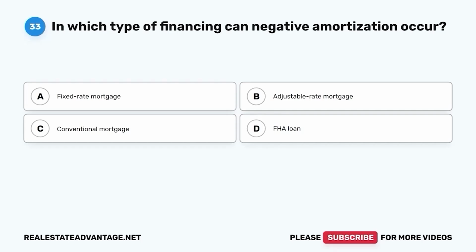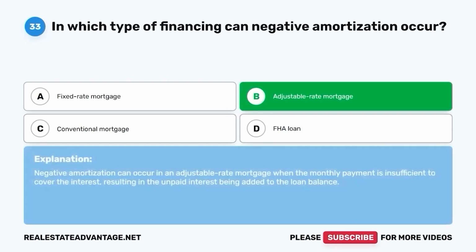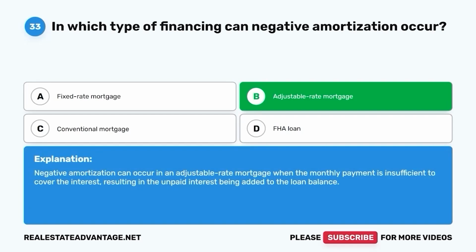A. Fixed rate mortgage. B. Adjustable rate mortgage. C. Conventional mortgage. D. FHA loan. The correct answer is B. Adjustable rate mortgage. Negative amortization can occur in an adjustable rate mortgage when the monthly payment is insufficient to cover the interest, resulting in the unpaid interest being added to the loan balance.